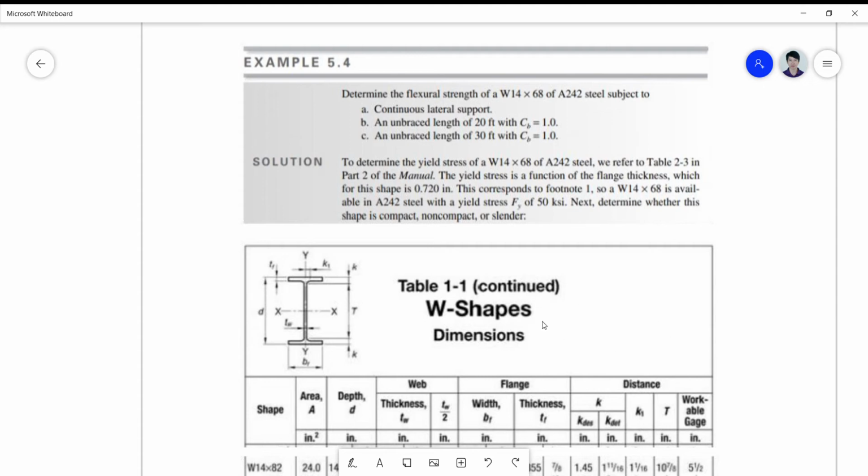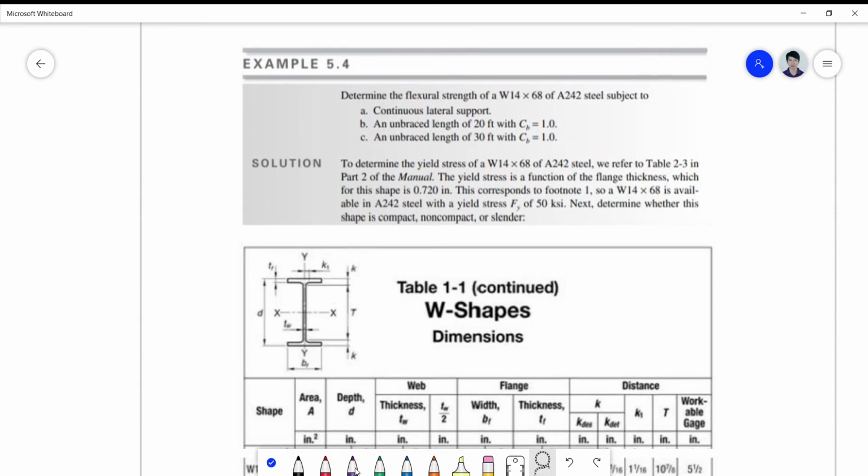Hello guys, we're going to solve a problem now on laterally unsupported behavior. So this is an example in the book of Segui. We are asked to determine the flexural strength of a W14x68 A242 steel subject to the first condition, which is using continuous lateral support.